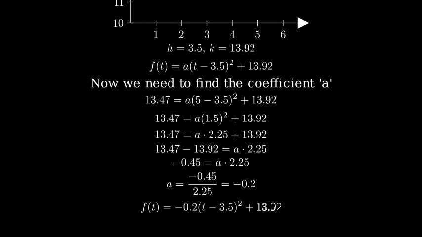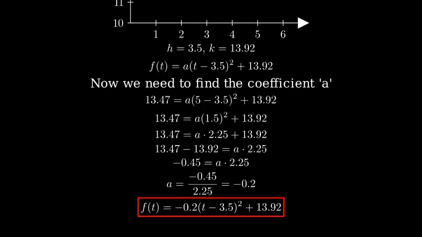Substituting this back into our vertex form, we get the complete quadratic equation. F of t equals negative 0.2 times the quantity t minus 3.5 squared plus 13.92. This is our quadratic model in vertex form. Now we can find the value at t equals 0, which corresponds to March 1st.